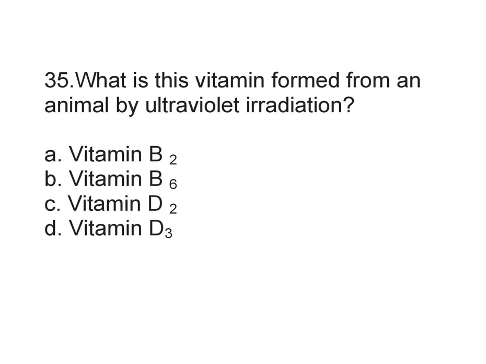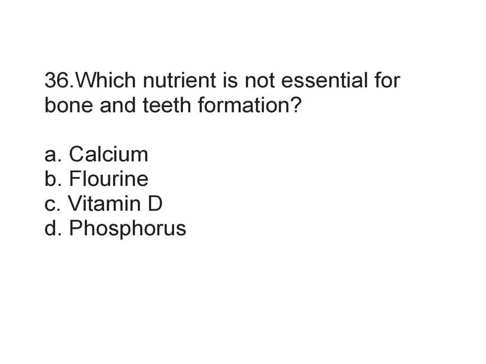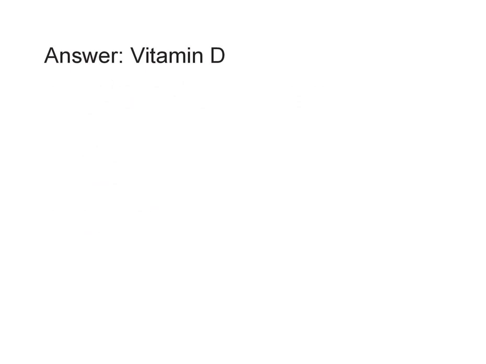Number 36. Which nutrient is not essential for bone and teeth formation? A. Calcium, B. Fluorine, C. Vitamin D, D. Phosphorus. The answer is vitamin D.